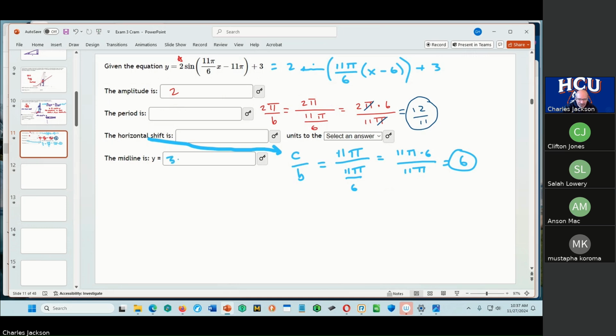Any question about that? Usually in an unshifted sinusoidal, the midline is y equals 0. In other words, the x-axis. But in this case, it is the line y equals 3. A horizontal line 3 units above the x-axis.